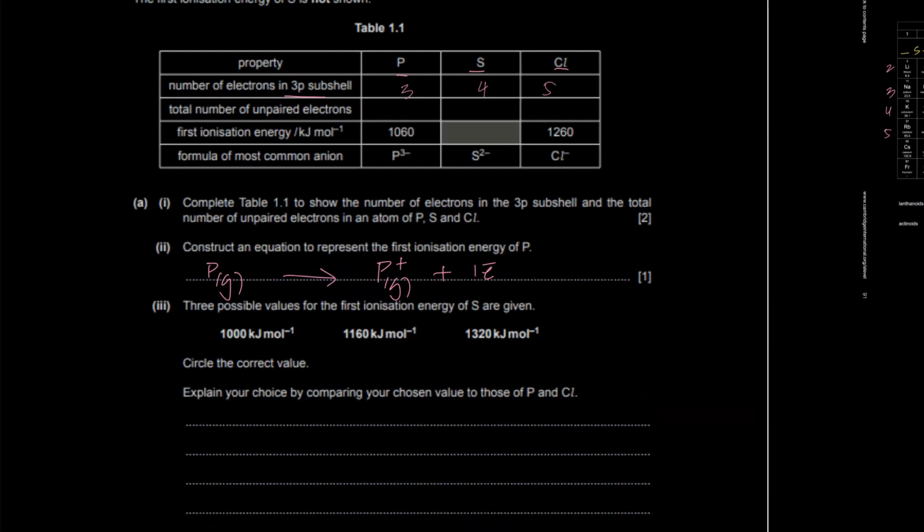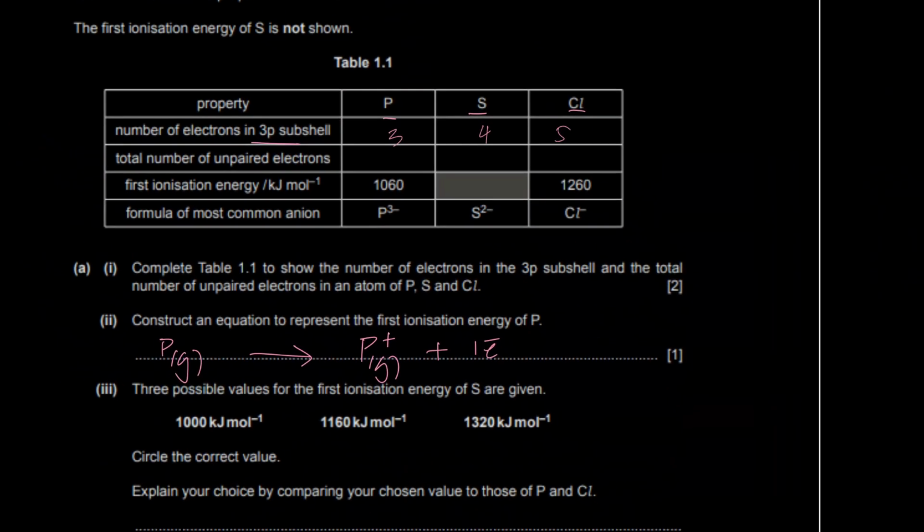So the total number of unpaired electrons: in phosphorus, all three are unpaired. In S, two are unpaired, and in chlorine only one is unpaired. That's it. Asan hai ki mushkil?